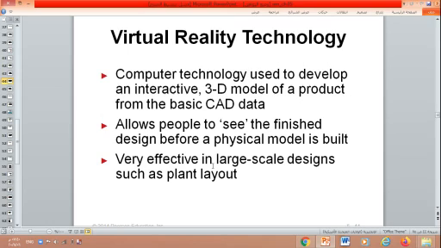Another issue for product design is virtual reality technology. Virtual reality means a visual form of communication in which images substitute for reality and typically allow the user to respond interactively. So computer technology is used to develop an interactive 3D model of a product from the basic computer-aided data.